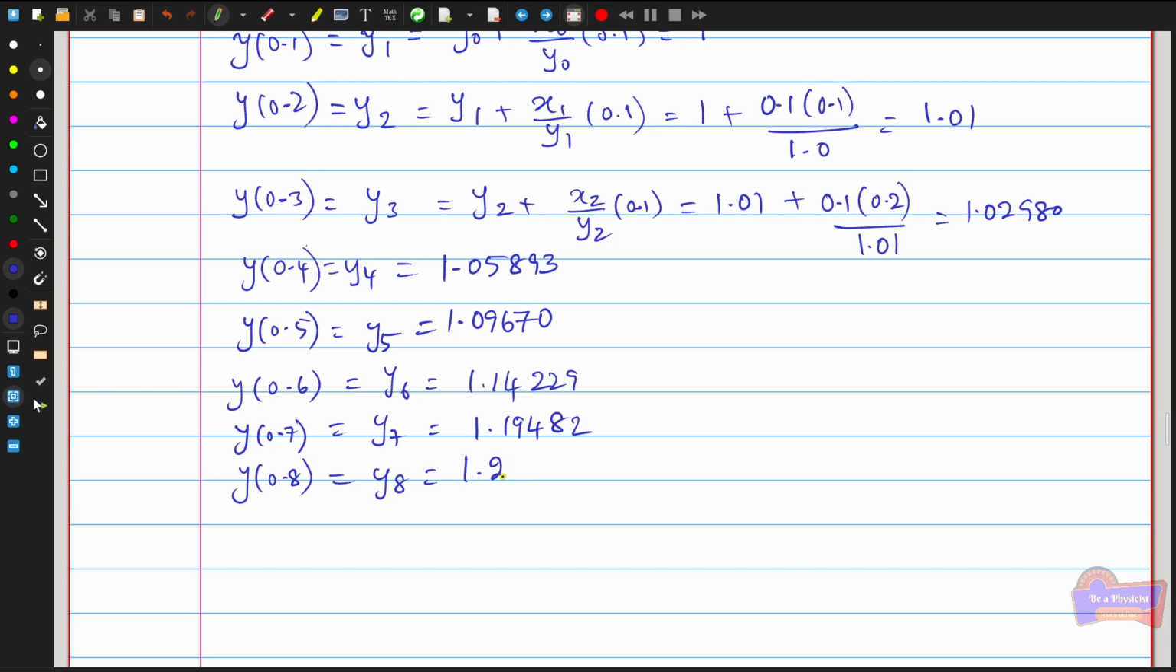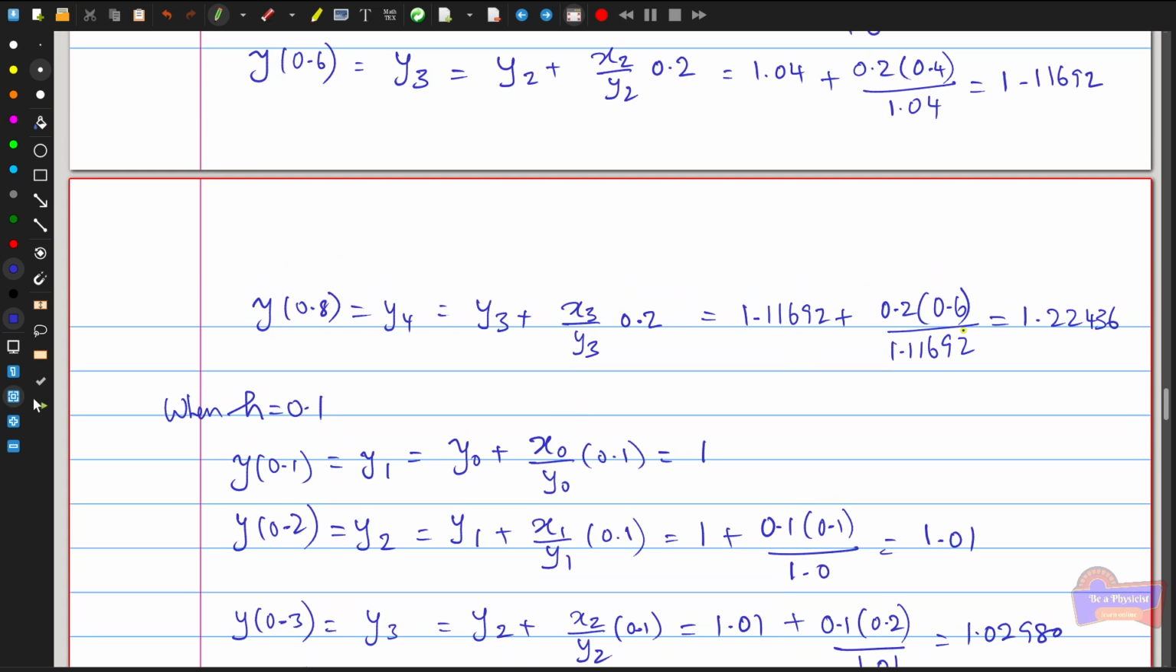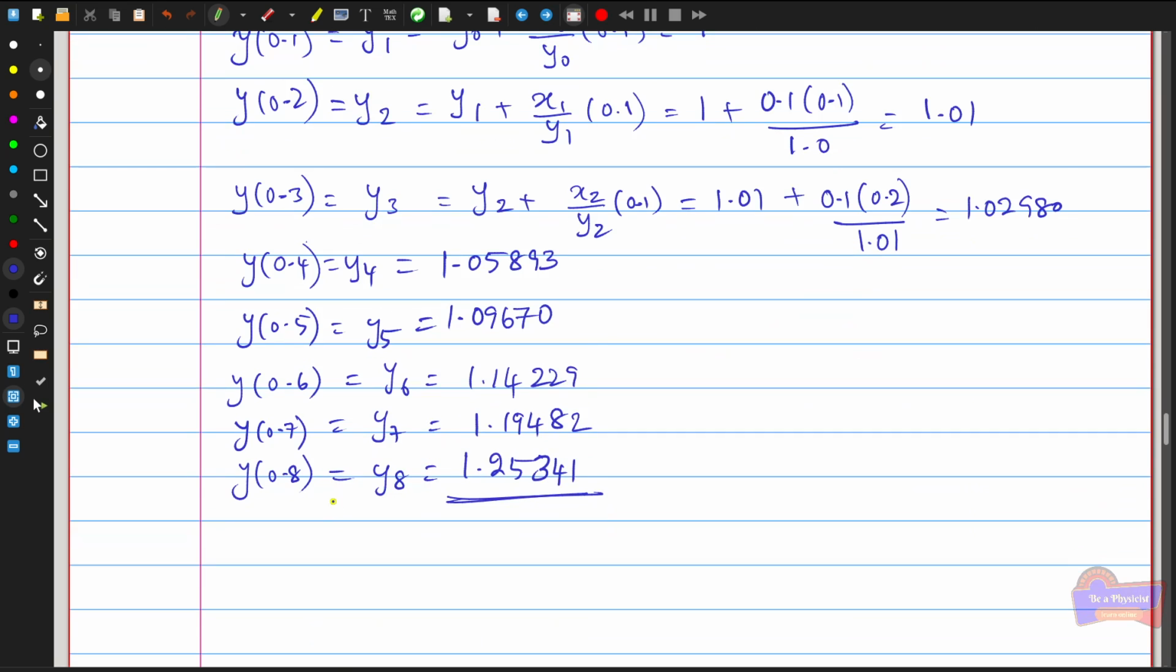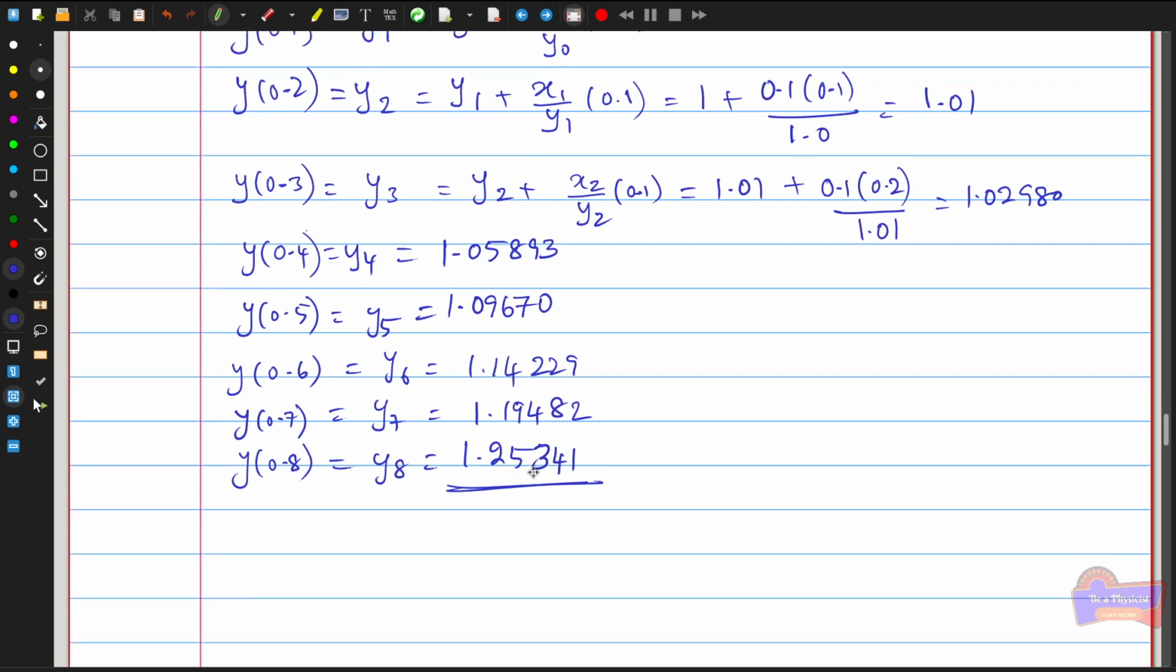And finally at the point of 0.8, you got the value as 1.25341. So this is the value, and the previously calculated value is 1.22436, where the time step is 0.2. Now the calculated value, if you are taking the time step as 0.1, the final value is 1.25341.